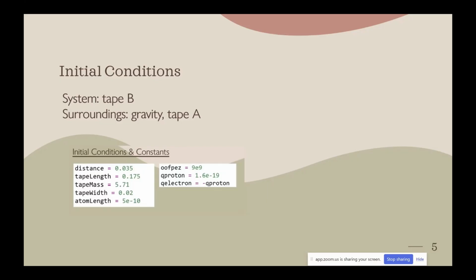So the key ones here are the distance between the two tapes, which is 0.035, the length of the tape, which is 0.175, the tape mass, which should actually be a little bit smaller, it should be 0.0057, so excuse this value here, and then the tape width.